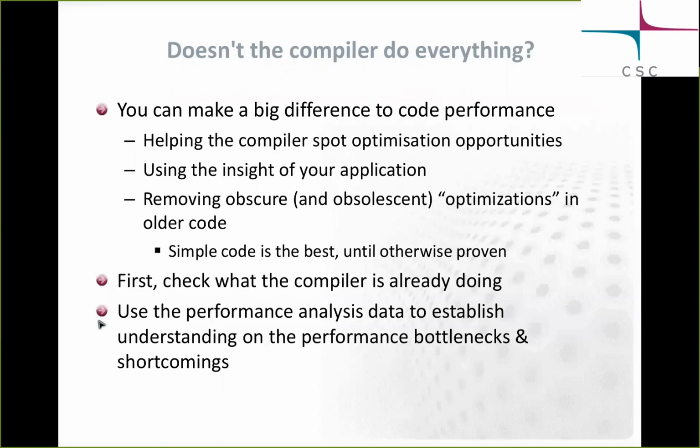So use the performance analysis data to establish in which routines the performance bottlenecks are, and also use the same tools to understand what the shortcoming is in terms of performance. Is it cache underutilization, SIMD vector underutilization, or something else?